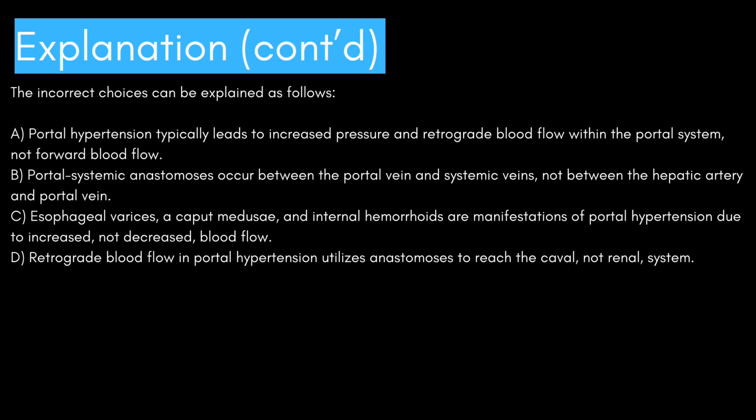A. Portal hypertension typically leads to increased pressure and retrograde blood flow within the portal system, not forward blood flow. B. Portal systemic anastomoses occur between the portal vein and systemic veins, not between the hepatic artery and portal vein. C. Esophageal varices, a caput medusae, and internal hemorrhoids are manifestations of portal hypertension due to increased, not decreased, blood flow. D. Retrograde blood flow in portal hypertension utilizes anastomoses to reach the caval, not renal system.